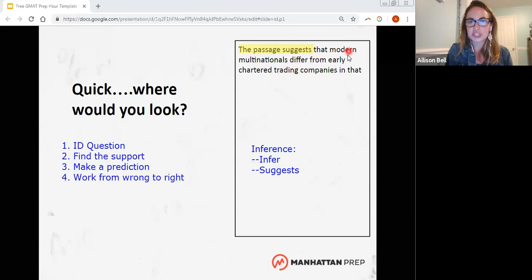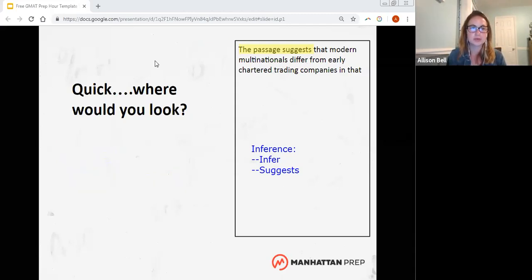So it says, the passage suggests that modern multinationals differ from early chartered trading companies in that. I want you to think about or look at your notes. What paragraph would you look in to find that? Just tell me paragraph 1, 2, or 3.